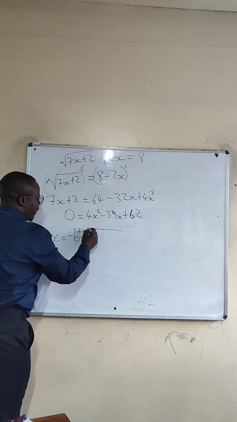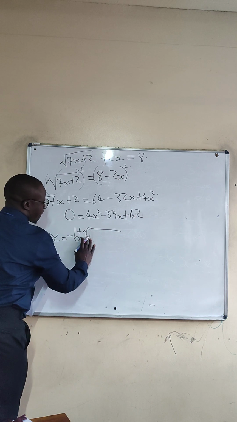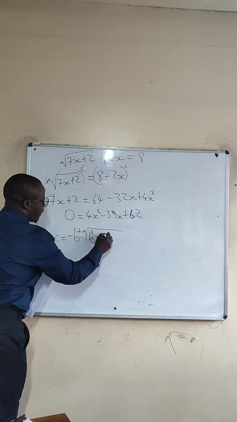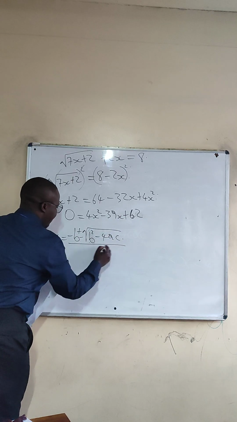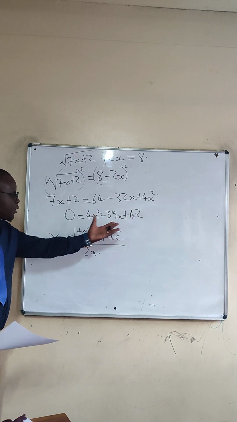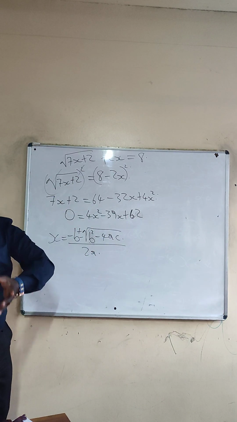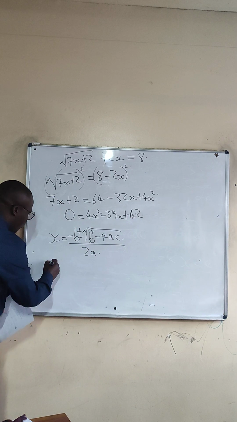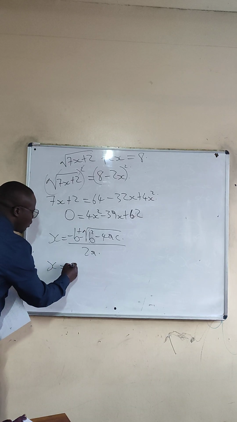We shall have our b squared minus 4ac, everything divided by 2a. Then we have to substitute our a, our b, our c in this formula. We shall have x being equal to negative.